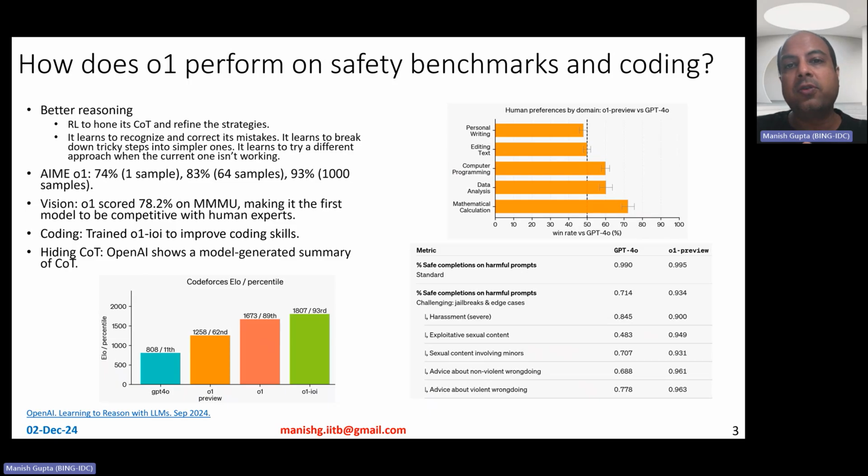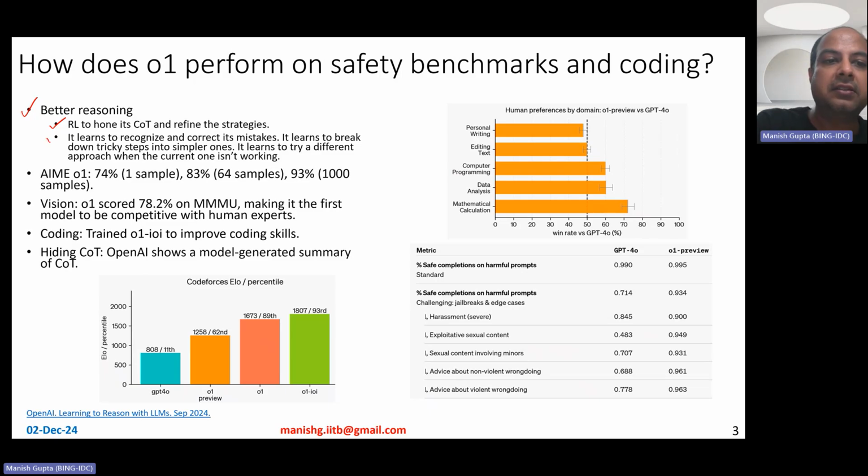Now, how does O1 perform on safety benchmarks and coding? A little bit more detail, essentially. The idea is that, as I mentioned in the previous slide, they basically did reinforcement learning to improve on this chain of thought thing. And chain of thought is basically the reasoning aspect of the model, right? So they use reinforcement learning to hone its chain of thought and refine its strategies.